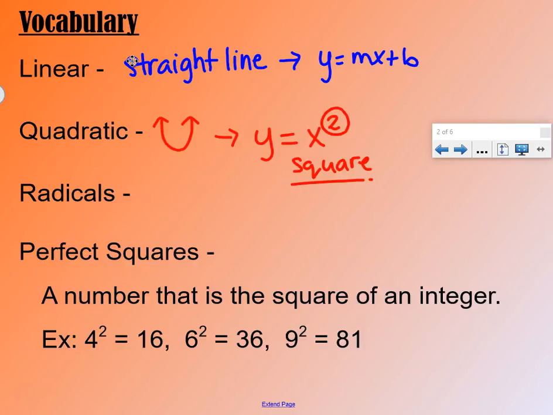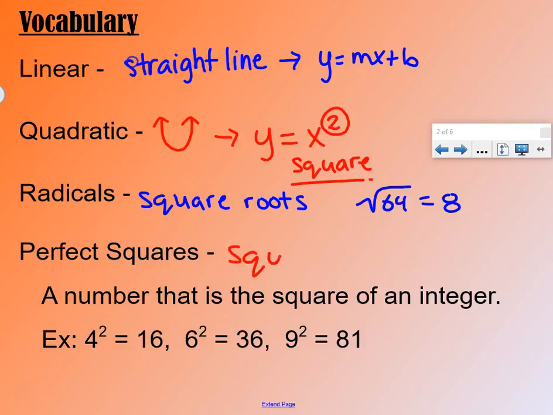Radicals. There are many different types of radicals, but the one we focus on is square root. So like the square root of 64 is 8. Perfect squares are the squares of integers, a number that is the square of an integer.